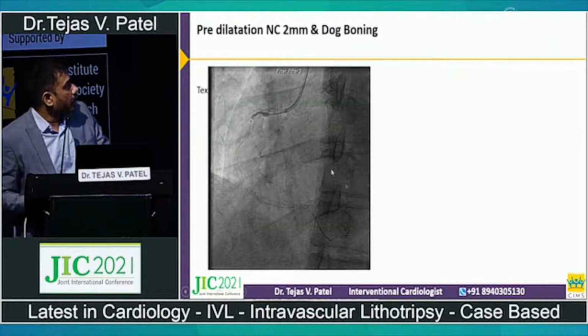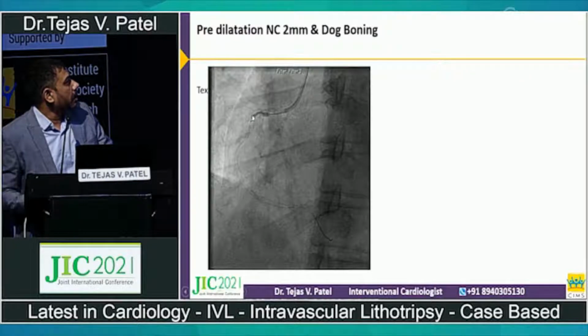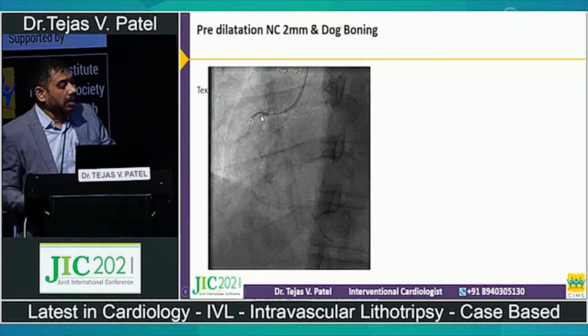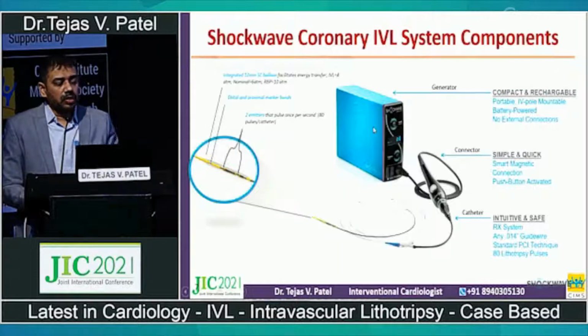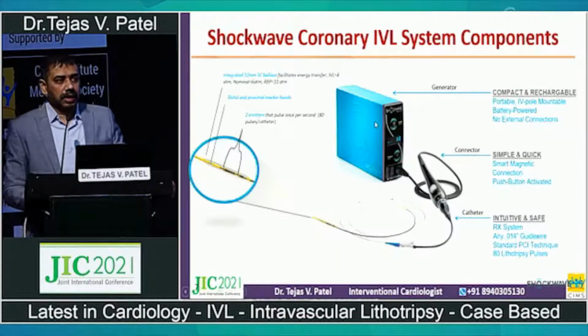You can see this is dog-boning of the balloon. It was a 2 millimeter balloon. And you can see this is the calcium in the RCA plaque. There is dilatation in the proximal and distal segments, but there was no proper dilatation, no yielding in fact, in the middle part. That is called dog-boning, and it was there even with the 2 mm NC balloon. So we used Shockwave IVL therapy.